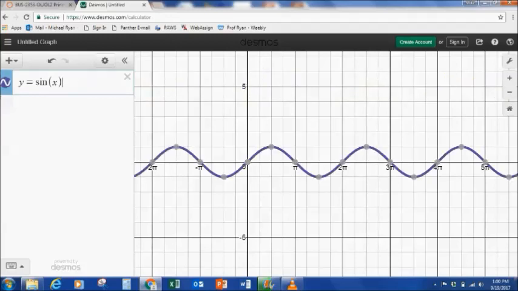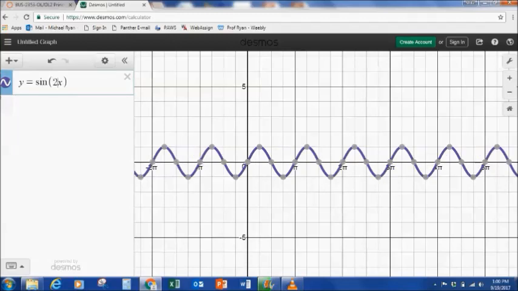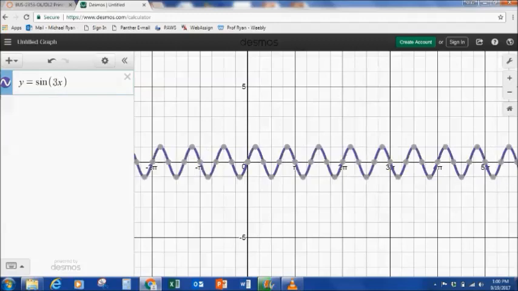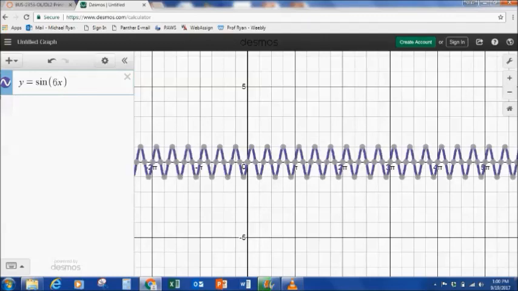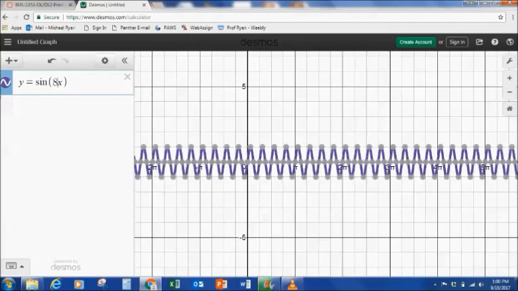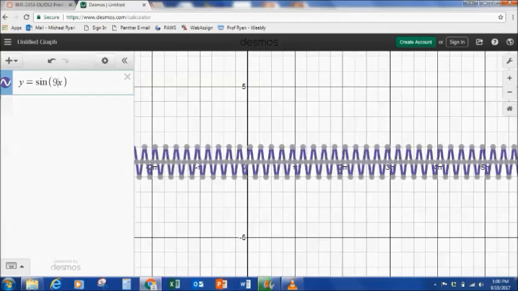The third thing that can happen is I can put a number inside the parentheses with the x. Right now it's 1x, but if I make it 2x, see what happens: it actually squeezes in. Instead of being spread farther out, it crunches together. In fact, if I make it a 3, it'll crunch together even more. And as a 4, even more, and then 5, 6, 7, 8, 9, okay?